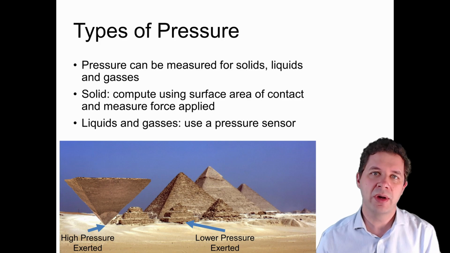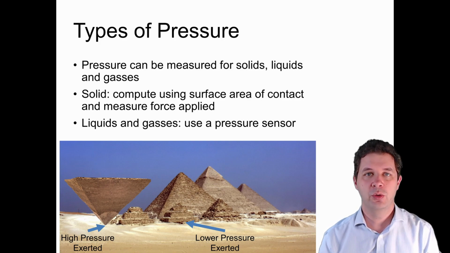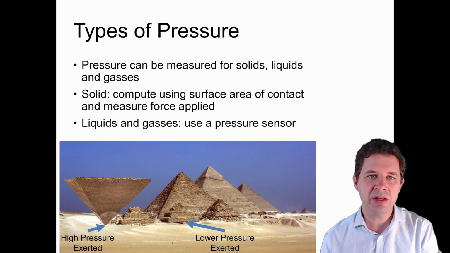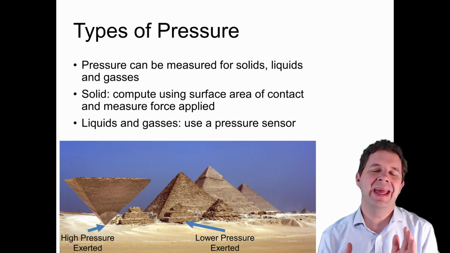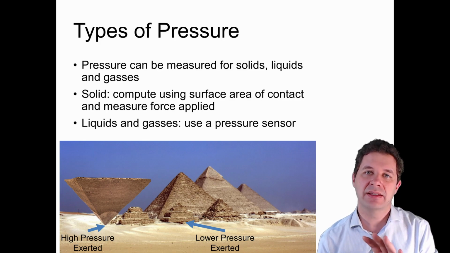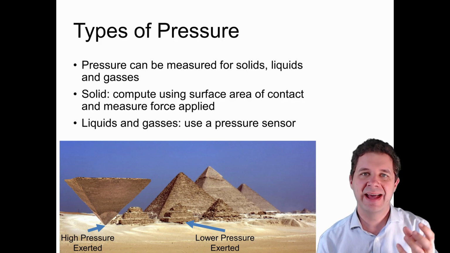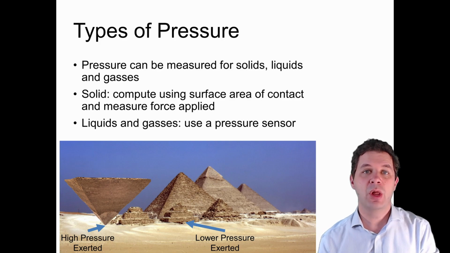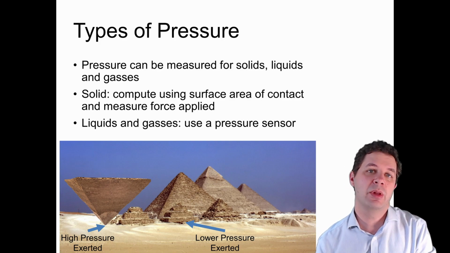Now let's talk about the different types of pressure measurements. Mostly we'll be talking about pressure for fluids, liquids and gases, that is. But we can actually measure pressure for solids as well, because remember, it's just a force per unit area. For solids, we're looking at the contact area that our solid has with whatever it's making contact with, and the force applied between that solid and what it's touching.